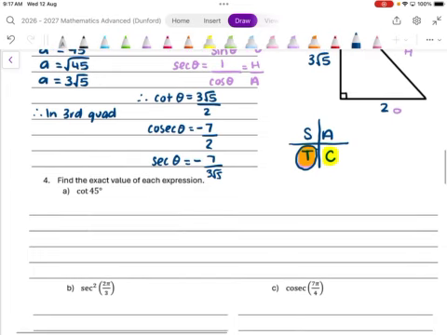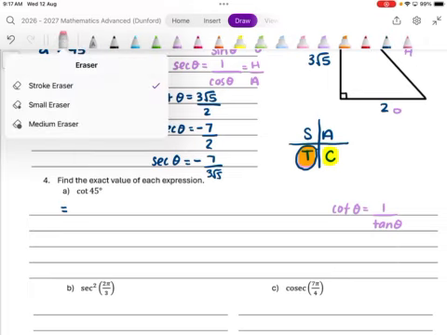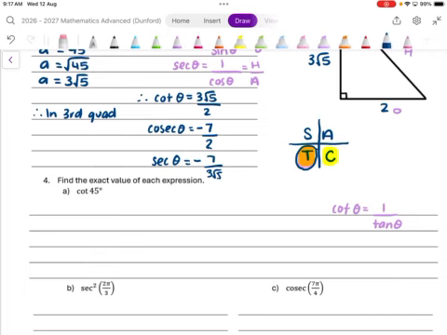So what we have is cot 45 degrees. So let's just recall, cot is what reciprocal ratio? Tan. So we know that cot theta is 1 on tan theta. So cot 45 degrees is equal to 1 over tan 45 degrees.